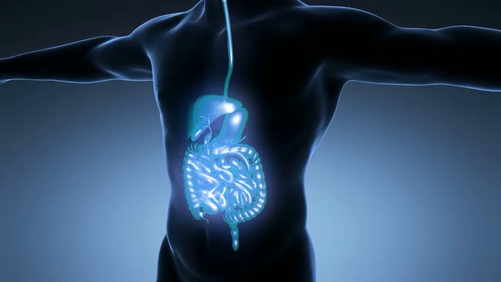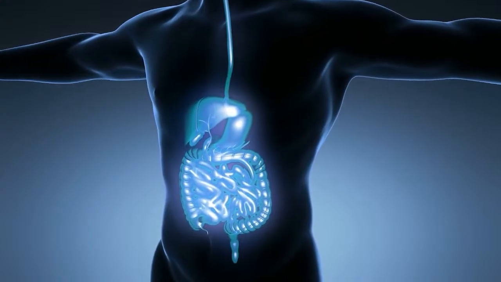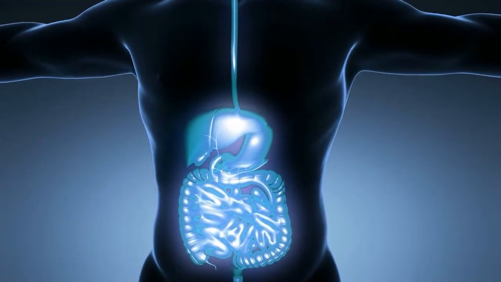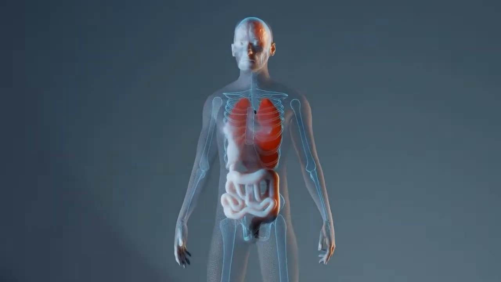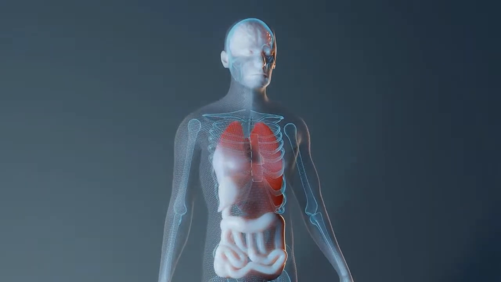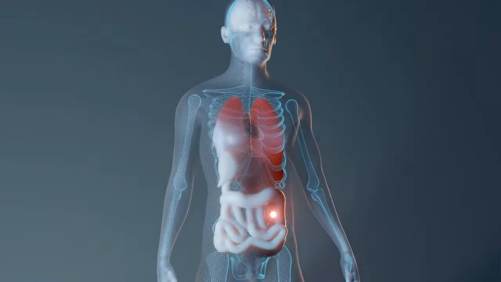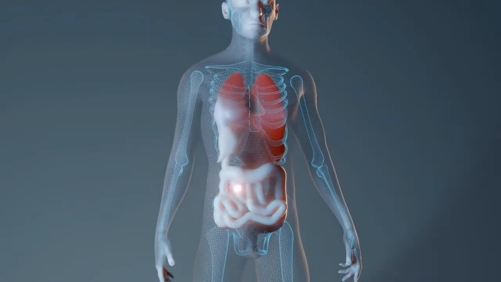The digestive system is a group of organs that work together to convert food into energy and basic nutrients to feed the entire body. Food is broken down mechanically and chemically in the mouth, then moves through the esophagus, stomach, small intestine, and large intestine before being eliminated from the body.